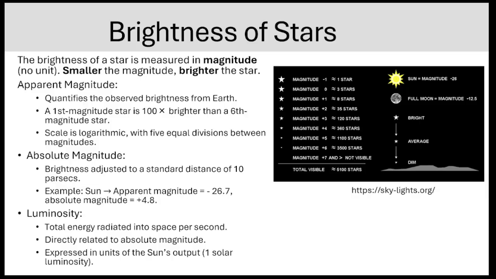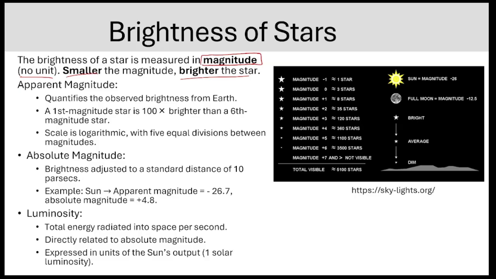The brightness of stars is represented in a measurement called magnitude, and this magnitude does not have any units, and the smaller the magnitude, the brighter the stars are. These units of brightness are of three types: apparent magnitude, absolute magnitude, and sometimes you will also see it in terms of luminosity.